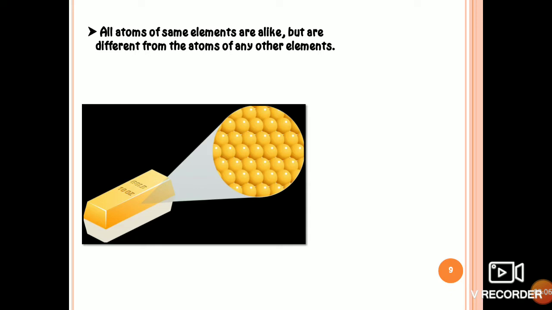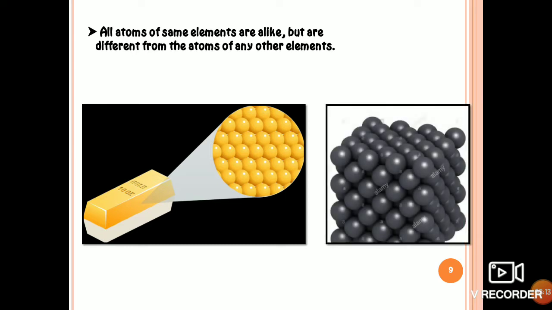You see, all atoms of gold are alike, but let's see atoms of silver. We observe that all atoms of silver are alike, but the atoms of gold are different from silver. So, all atoms of the same element are alike, but are different from the atoms of any other element.